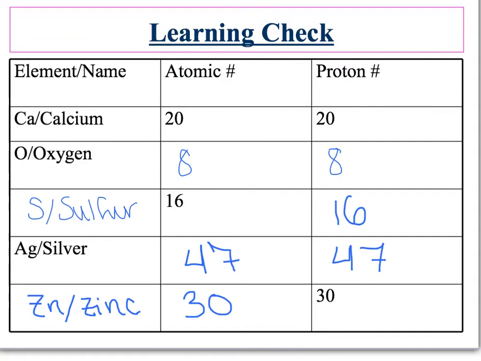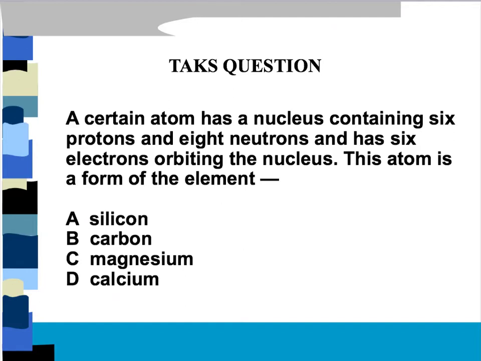And once you've got it, you can check your answers with these. Right, here's a little learning check question for you. It says a certain atom has a nucleus containing 6 protons and 8 neutrons and has 6 electrons orbiting the nucleus. This atom is a form of the element what? So you look on your periodic table and figure out which element has 6 protons, which one has the atomic number of 6, and if you take a look, 6 is carbon, which is answer B.